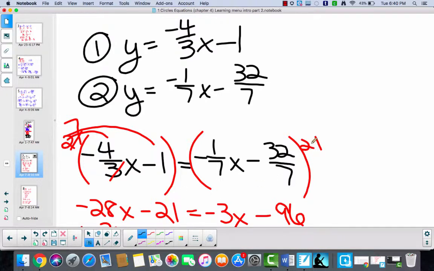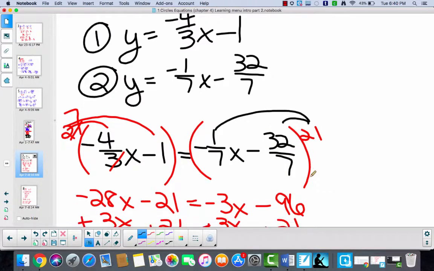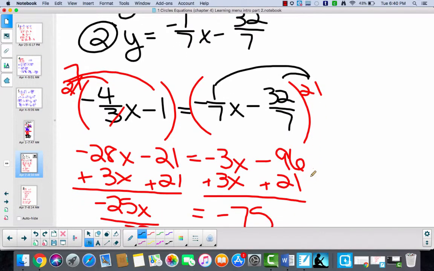Then I'm going to do the same thing over here. Multiplying this by 21. Well, 7 goes into 21 3 times, so it's really a negative 1 times 3, which gives me the negative 3x. Same thing here. Make sure that you are distributing that to both terms. So 7 goes into 21 3 times, and that leaves me 3 times negative 32, which is a negative 96.